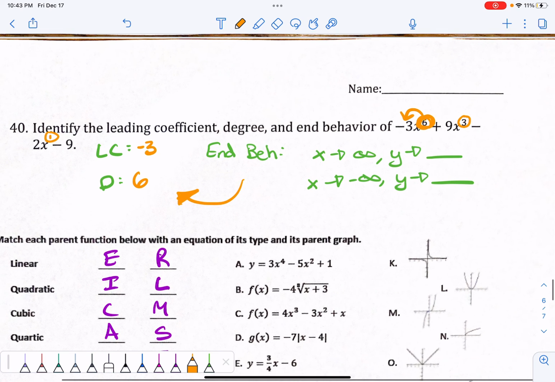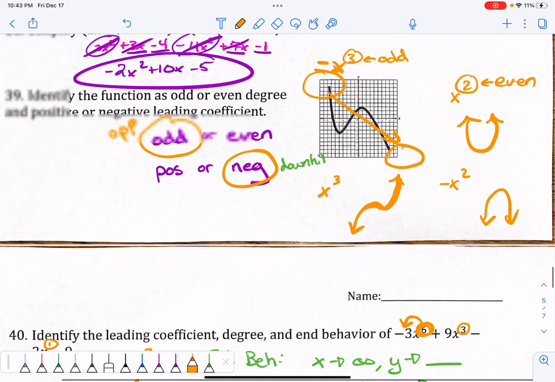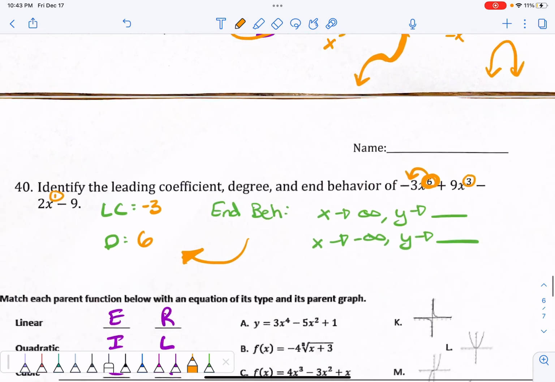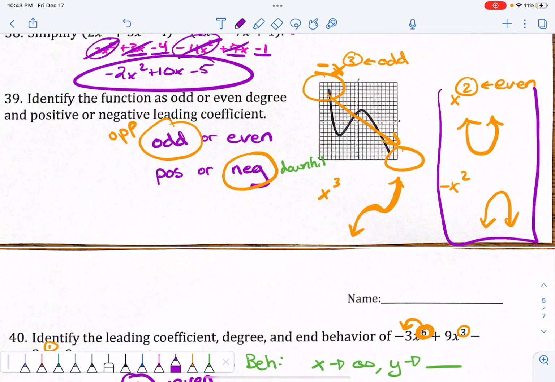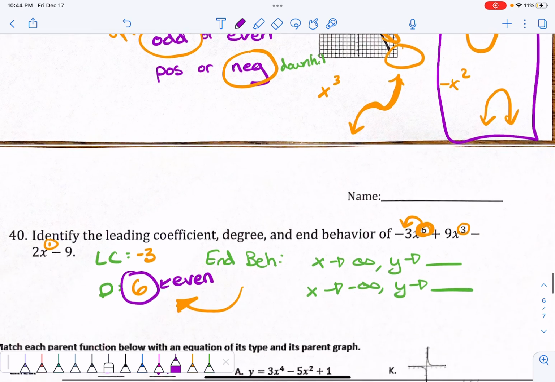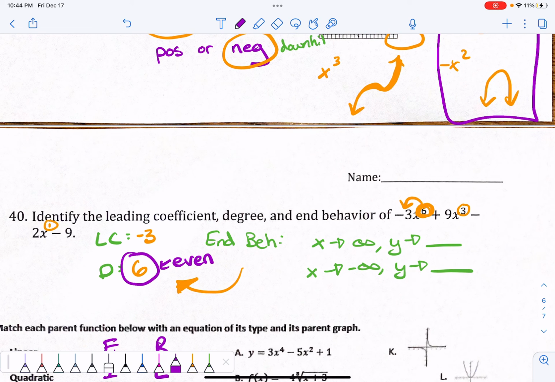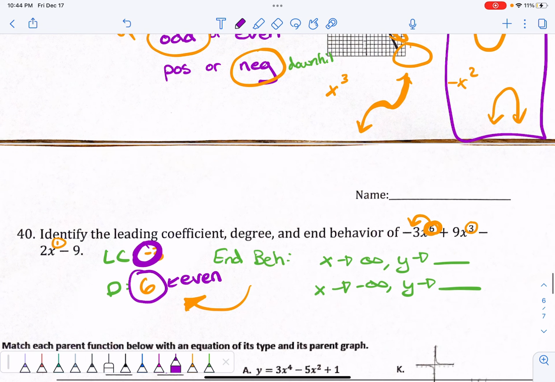And now we look at, it goes back to the stuff up here, whether it's even and odd or positive and negative. So the degree was 6, and that is an even, okay? So it is going to go the same direction. It's either going to go both up and up or down and down, okay? And the decision we have to make for up or down is whether it's positive or negative? And it's a negative 3, which means it's going down and down. So it's going to look something like this.